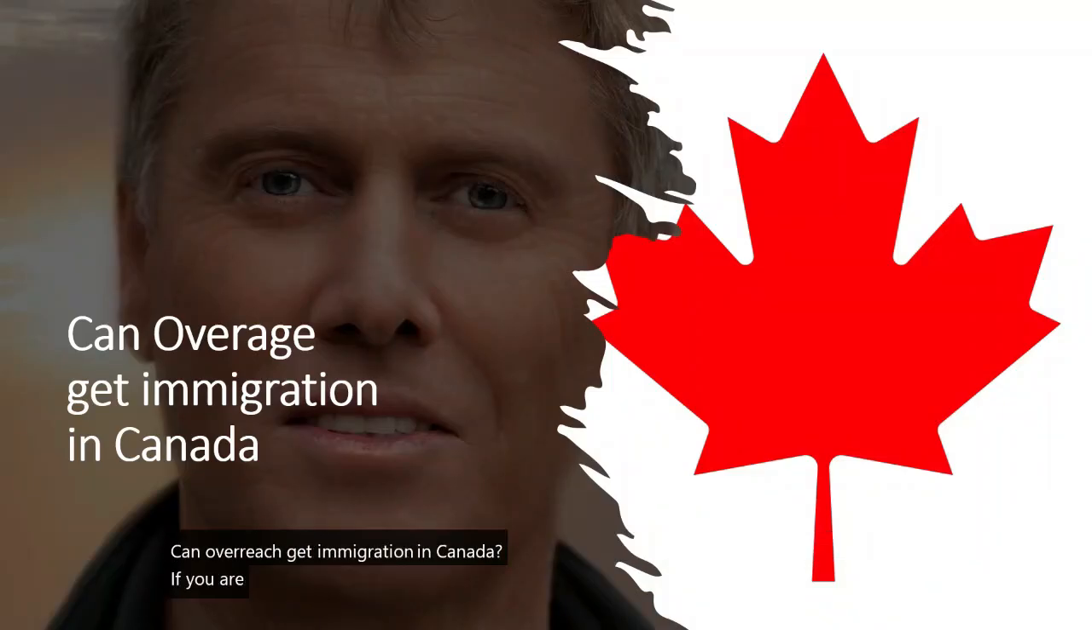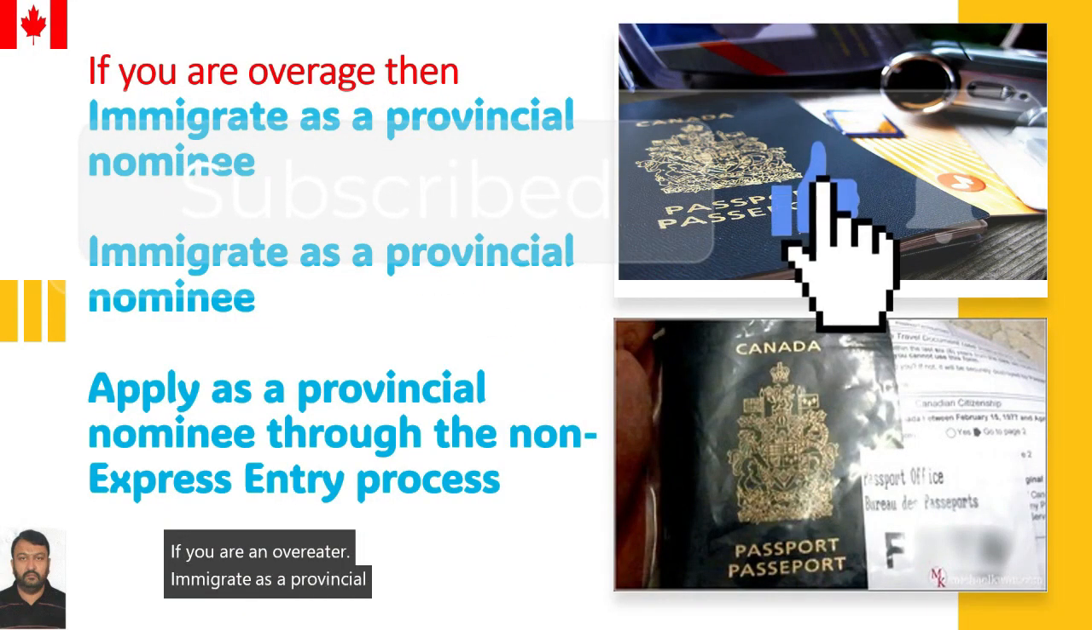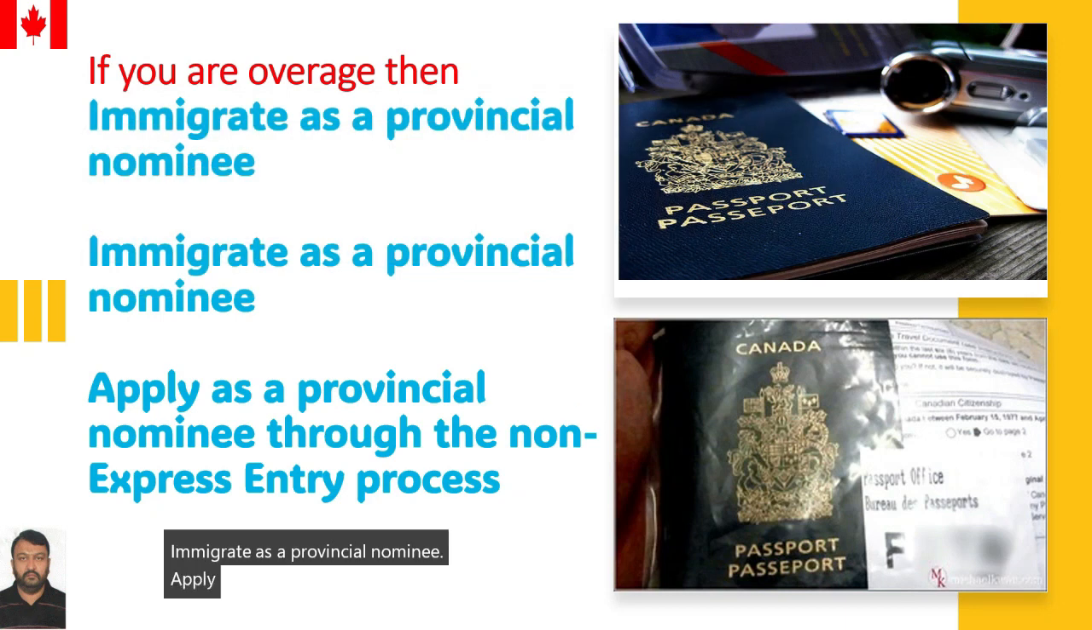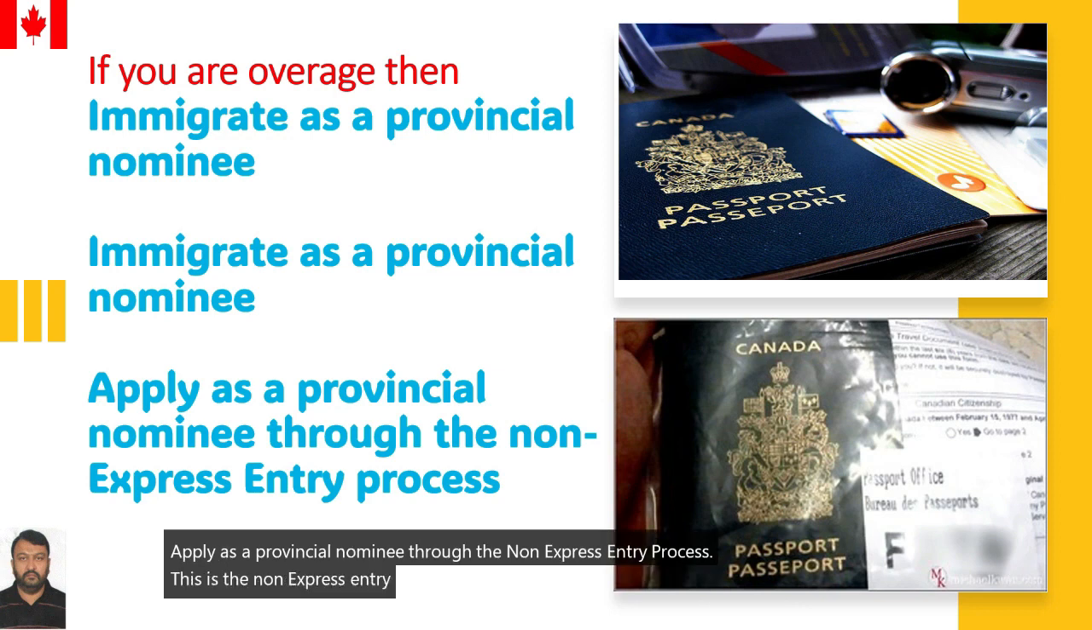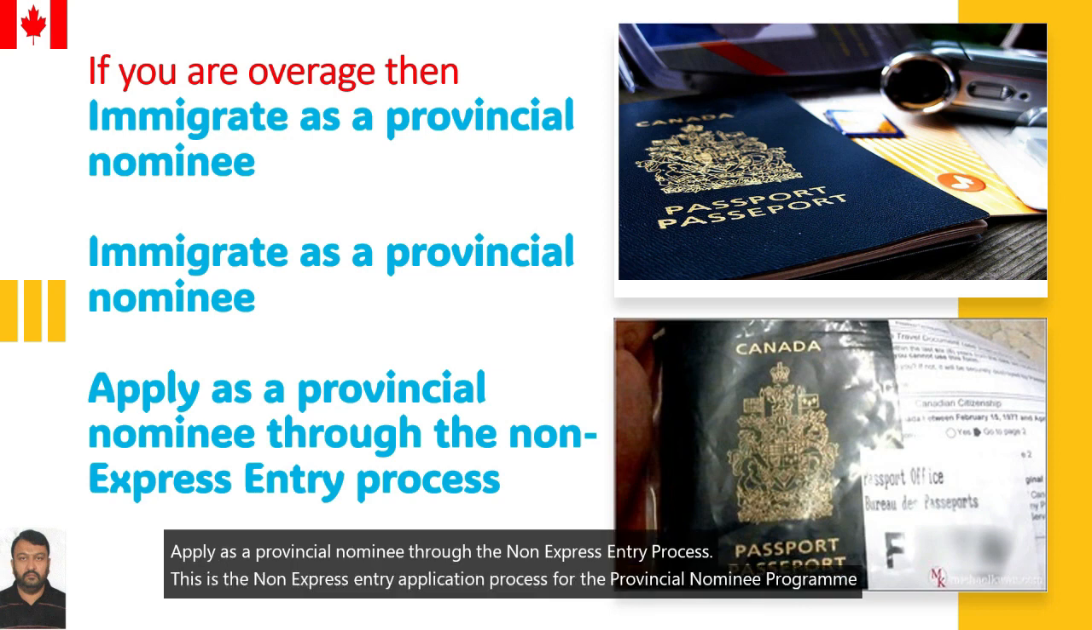Can overage get immigration in Canada? If you are an overage, then immigrate as a provincial nominee. Apply as a provincial nominee through the non-express entry process. This is the non-express entry application process for the provincial nominee program. You must apply in 2 stages.